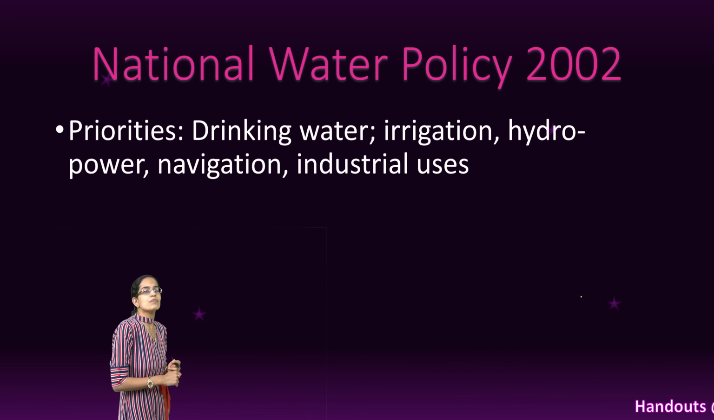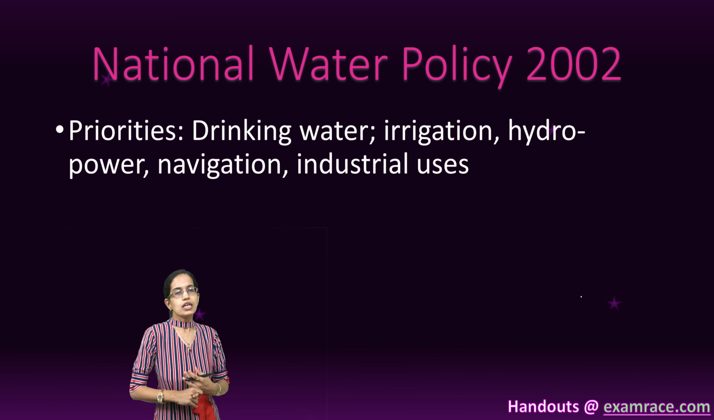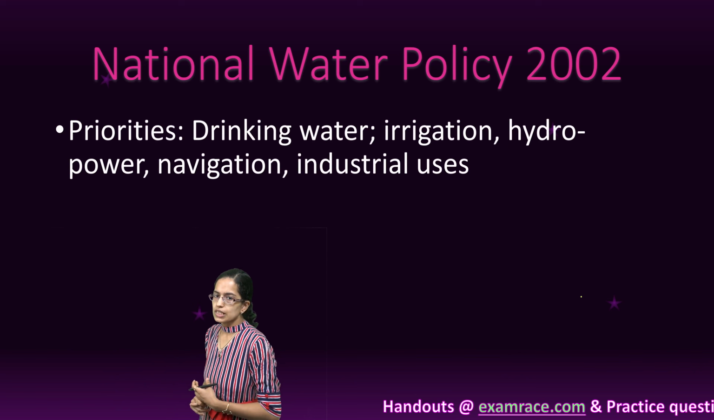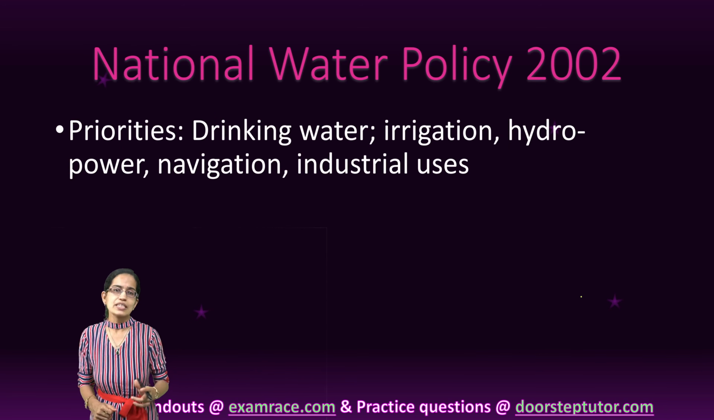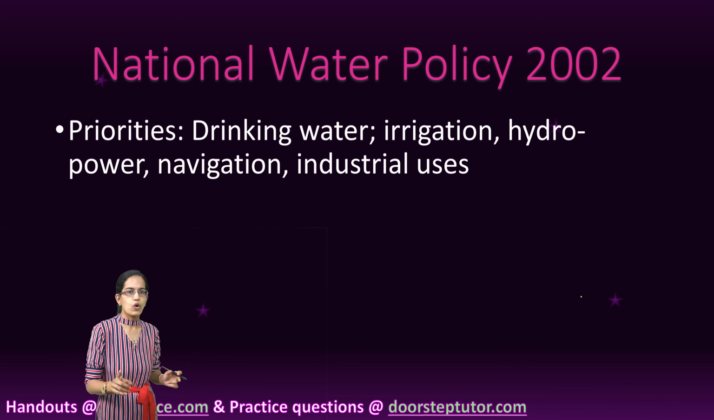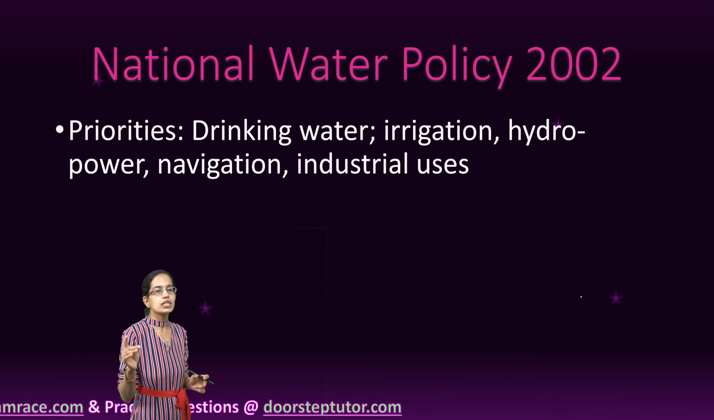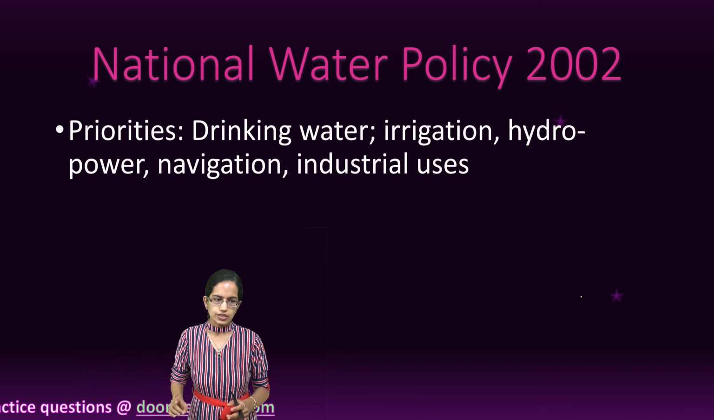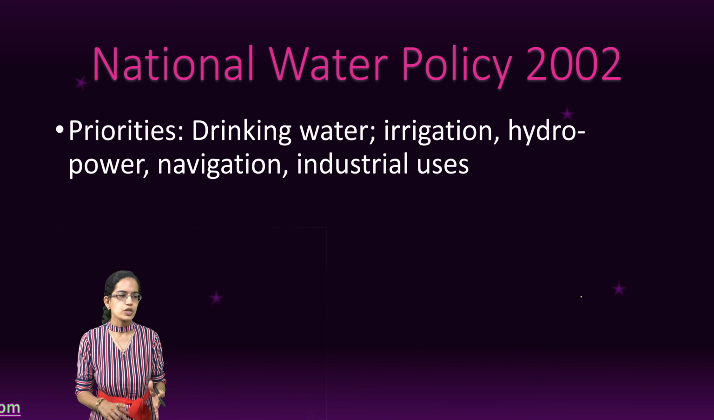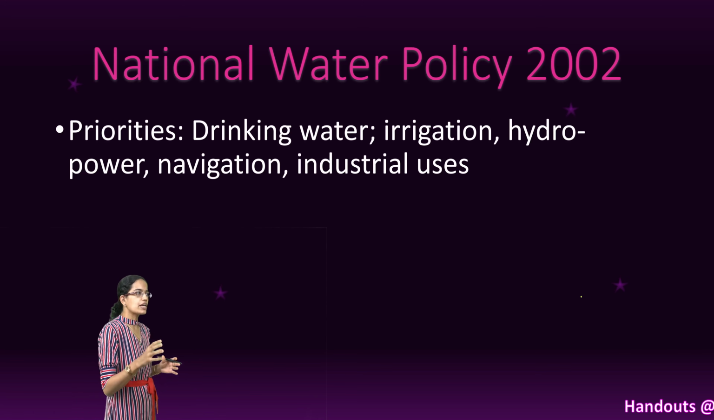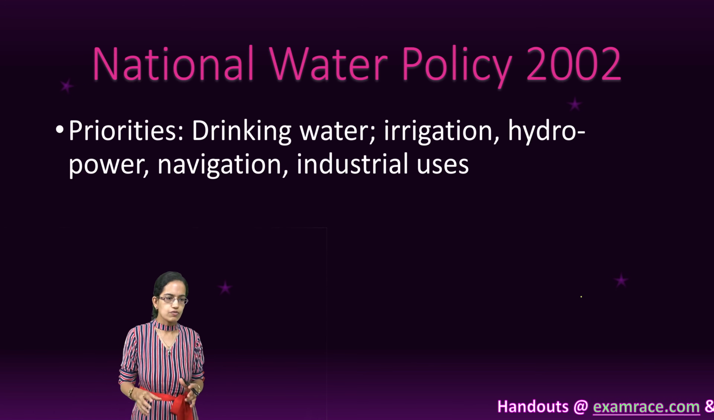The next is the National Water Policy. National Water Policy was laid down in 2002 with certain priority areas. The major priority areas were drinking water, followed by irrigation, hydropower, navigation, and industrial use. Irrigation and the multi-purpose projects have been very important along with the drinking water.